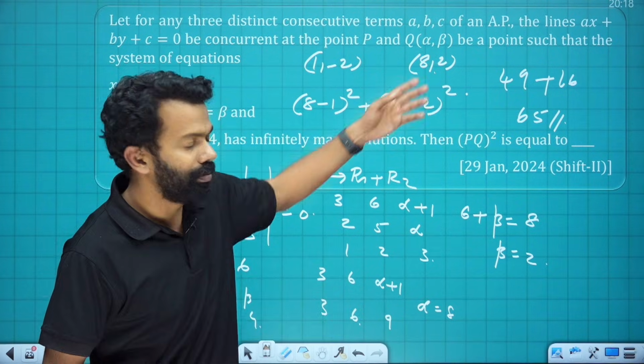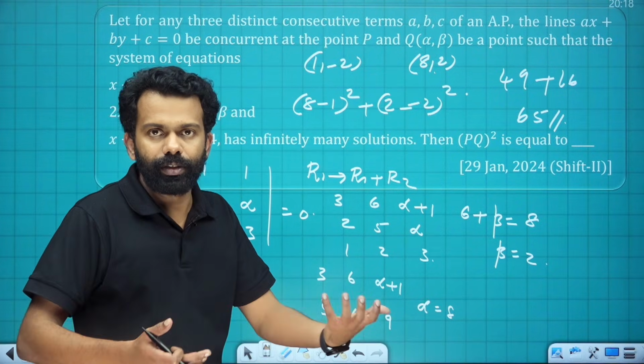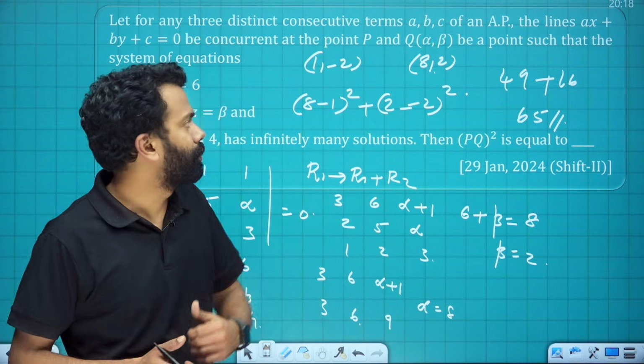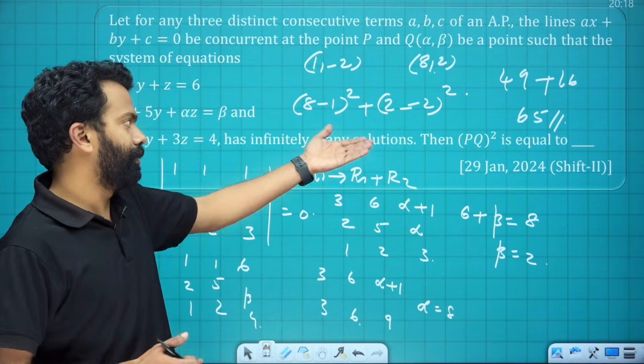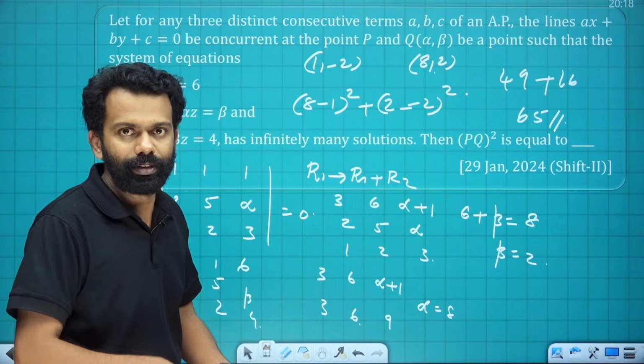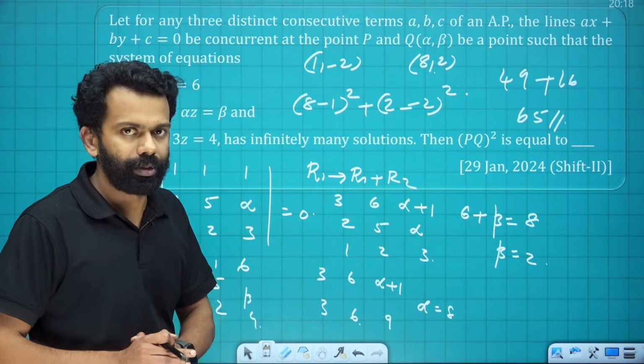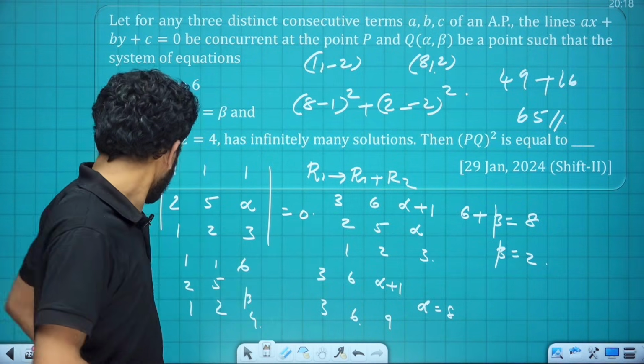That is ABC of an AP. We know that 2B is equal to A plus C. And the concurrent lines concept, which we have discussed in so many questions, you might be familiar with that. And infinitely many solutions, I don't have to tell you that because we did so many questions on this in this class already. Okay, I hope it's clear. Next one.